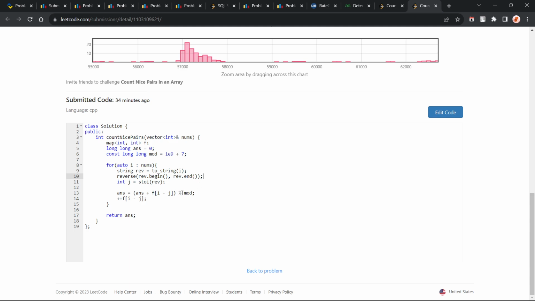So I'll have to convert it into integer, right? So I use the C++ inbuilt function stoi to convert the number into integer. So now I have the number in i and the reverse number in j. Now I add this frequency of i minus j into my answer and I increment the frequency of i minus j. So what is the benefit of this particular way?